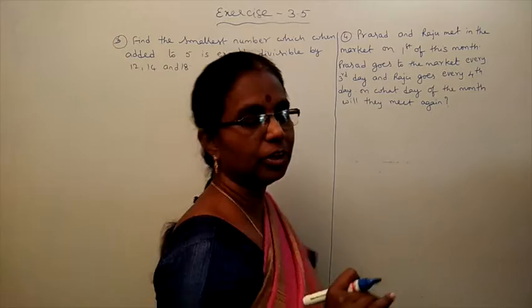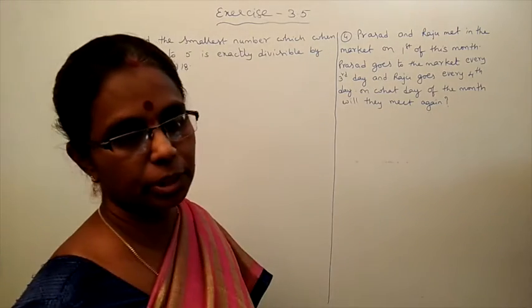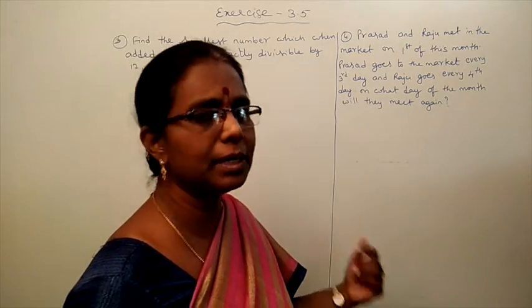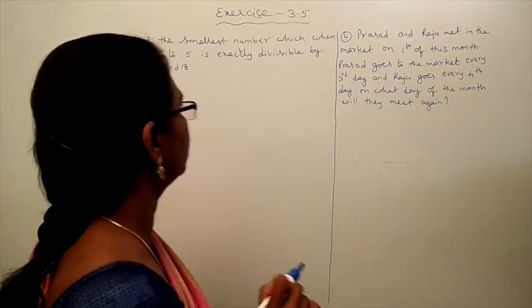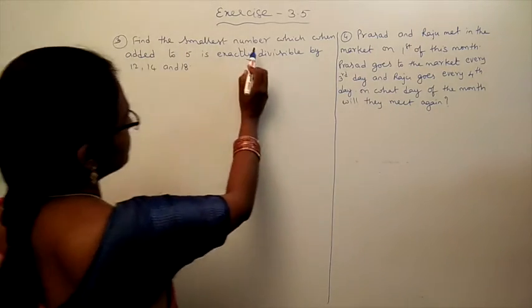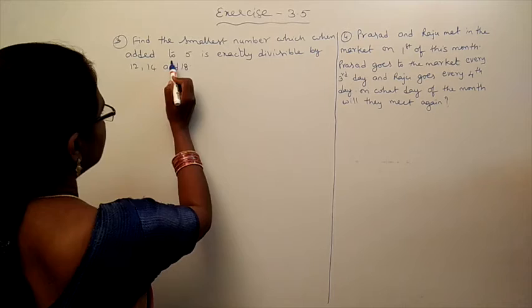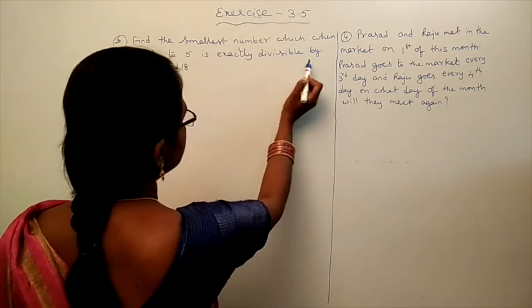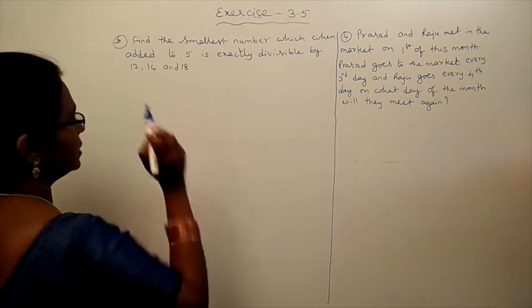Good morning, children. Today we are going to learn the remaining problems in 3.5, which is related to LCM, least common multiple, verbal problems. Find the smallest number which when added to 5 is exactly divisible by 12, 14, 18.